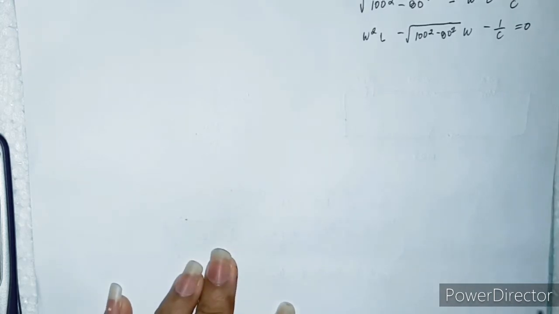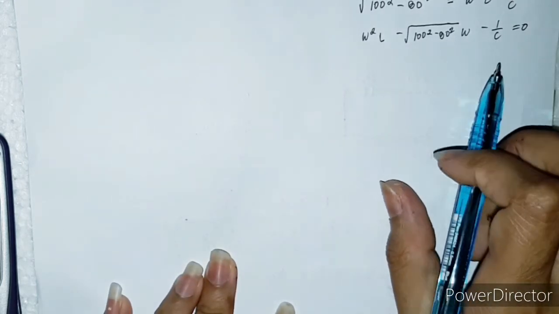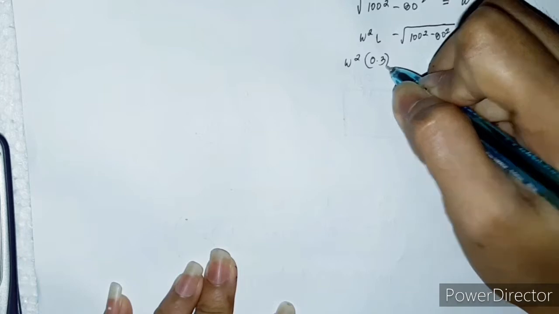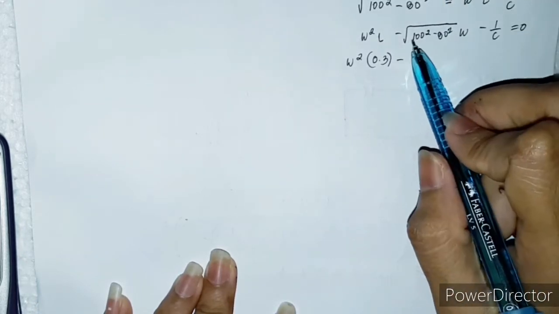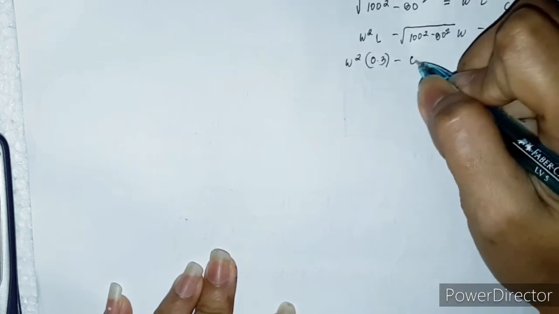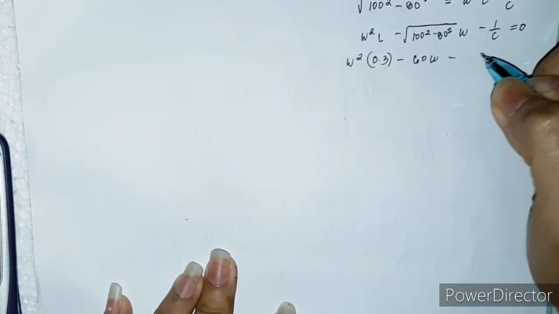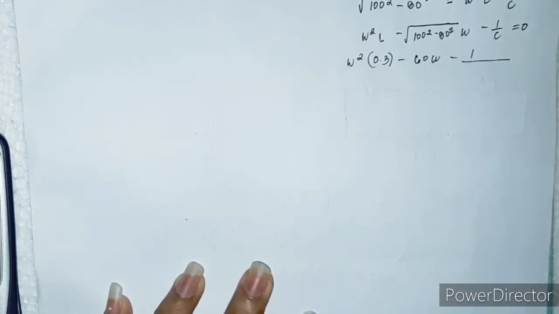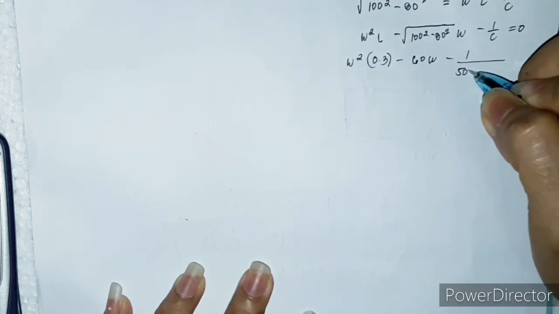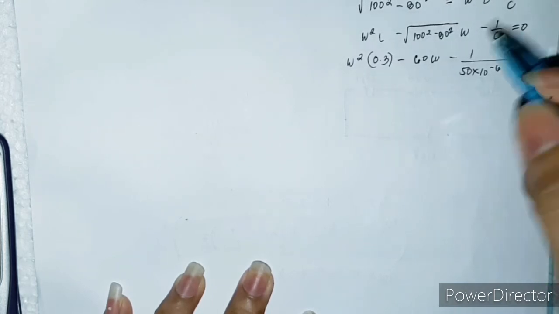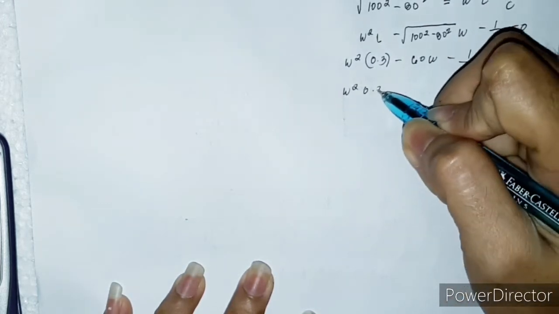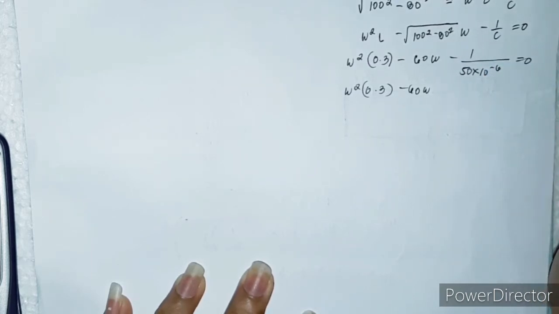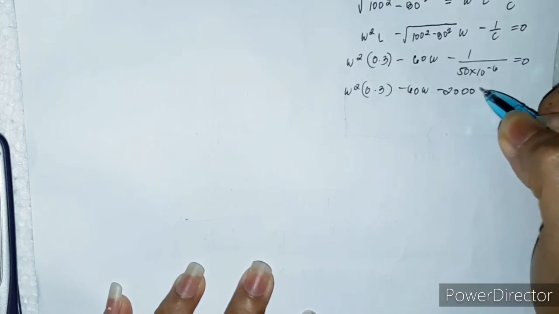And now let's substitute the given inductance and capacitance in our equation. For our inductance, we have 0.3 Henry minus the square root of 100 squared minus 80 squared, which is 60 ohms. And our given capacitance is 50 microfarad, so let's convert that into farad by multiplying by 10 to the power of negative 6. So we have omega squared times 0.3 minus 60 omega, minus 1 over 50 times 10 to the power of negative 6, which is negative 20,000, is equal to 0.